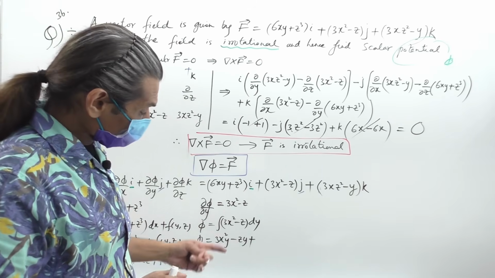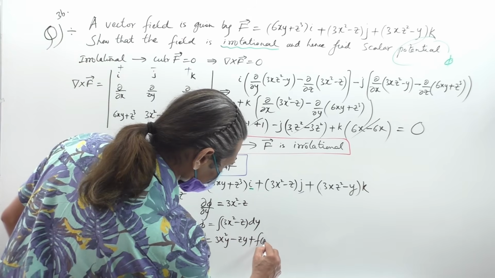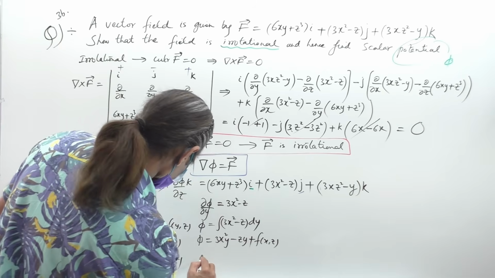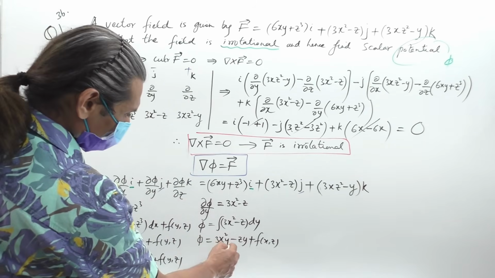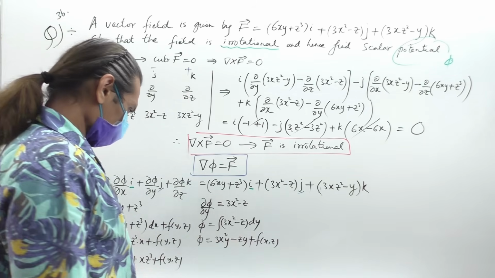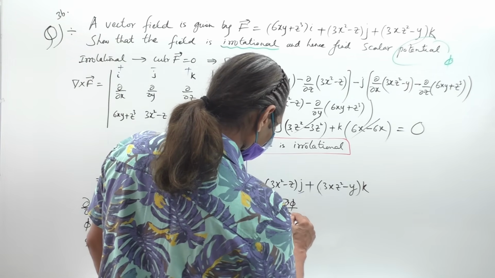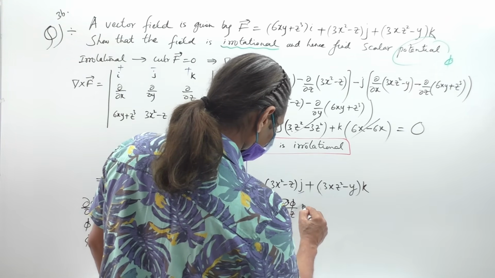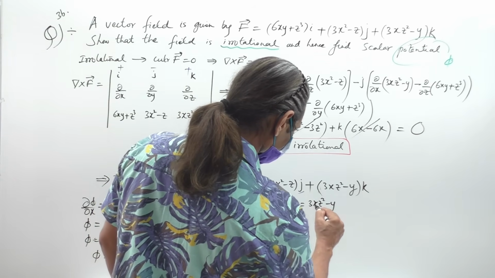Since you are integrating here with respect to y, the remaining variables are x and z, so f of x comma z. That means here φ will be equal to 3x²y − zy. Fine, no cancellation. Lastly, ∂φ/∂z is equal to 3x² − y.